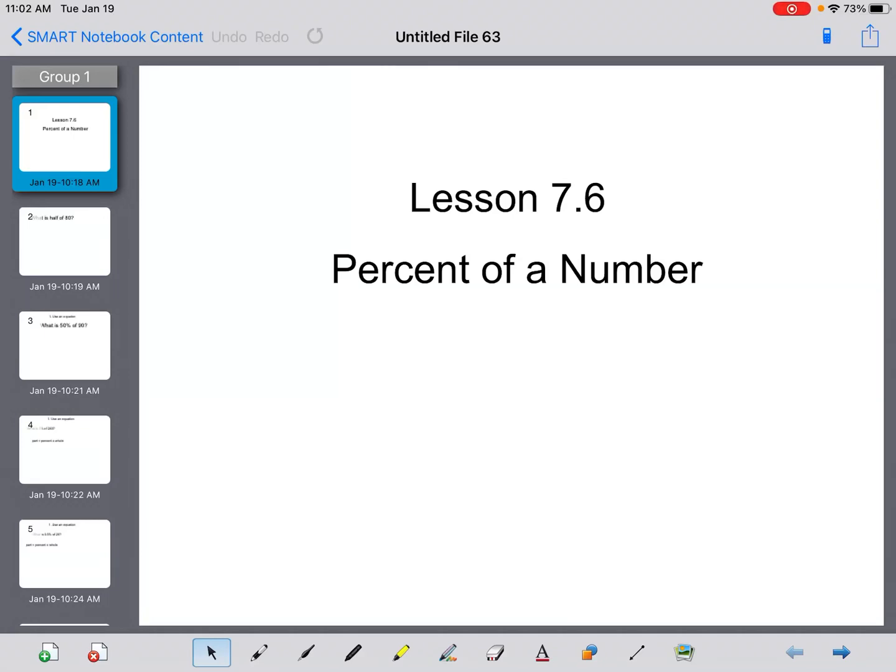Morning, grade 7. Today we're going to talk about percent of a number. Now I'm going to warn you, some of you are going to find this lesson a little bit trickier than the last 2 days' lessons. So please ask me for help if you need it on the chats when you get to this lesson.